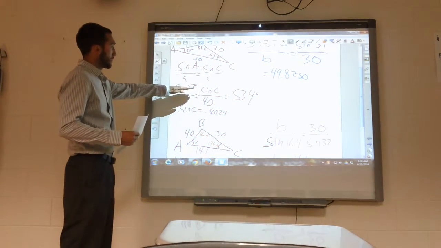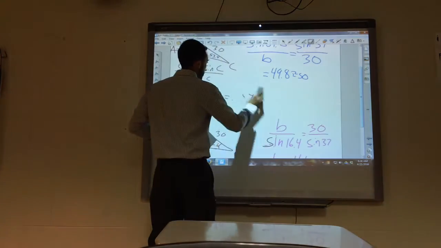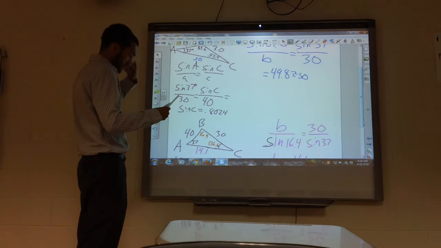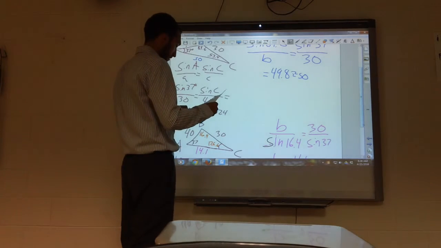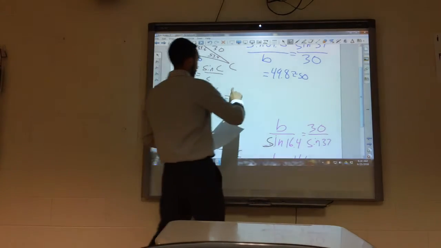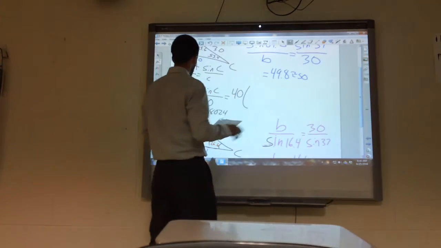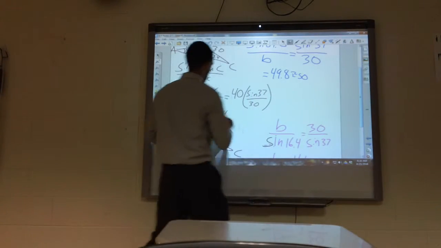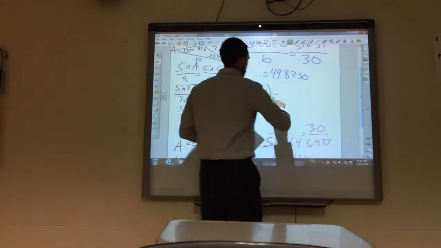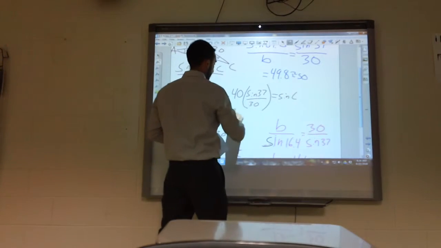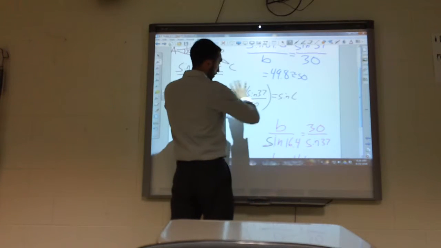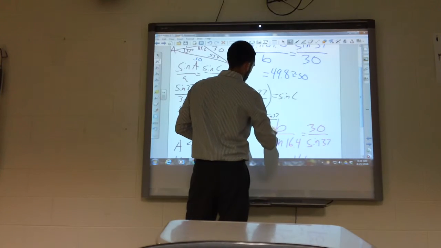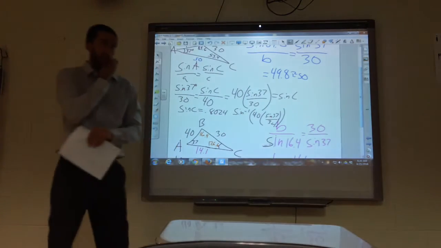Let me break it down with an intermediate step. I multiplied by the bottom here, so I kept it all as 40 times sine 37 over 30. I multiplied by the 40 to get it off the denominator. That's equal to sine C. And then just take second sine of all this. That way you don't have any rounding errors.